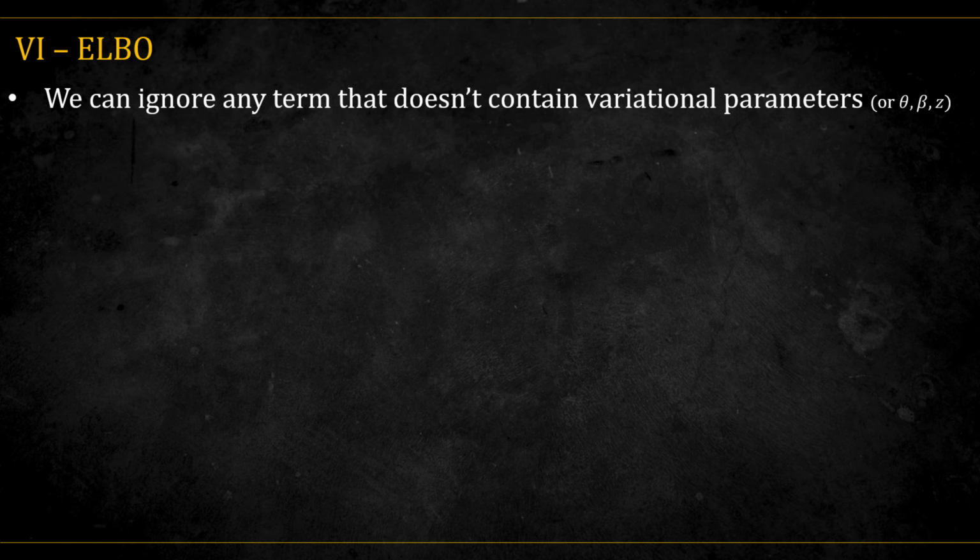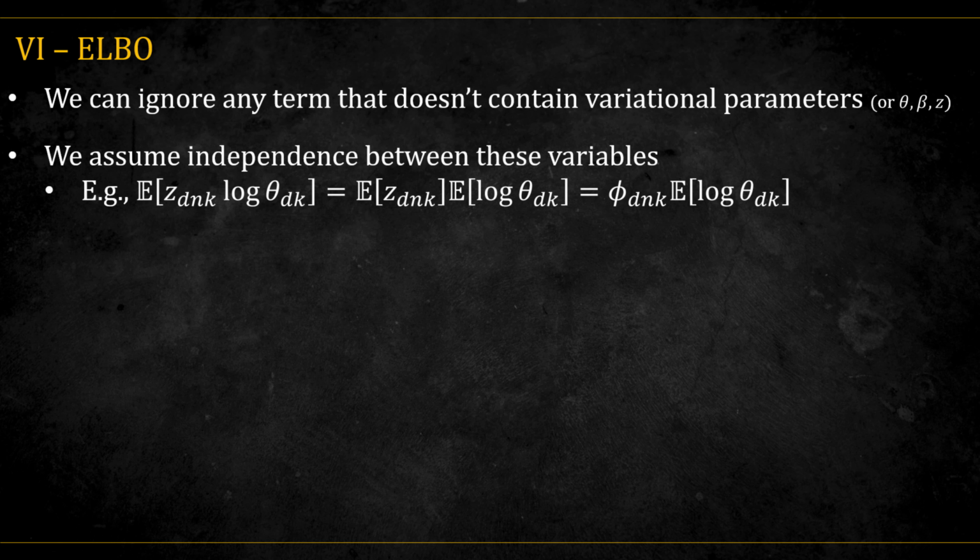But we'll also need to keep the expectations of the posterior parameters theta, beta, or z, because their expectations will contain the variational parameters as well. Also, remember we assume independence between all the variables in the variational distribution. In VIs, this is called the mean field assumption. So for example, this expectation can be broken down to this product, and finally to this.